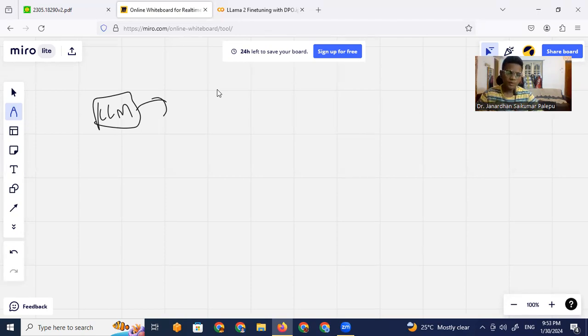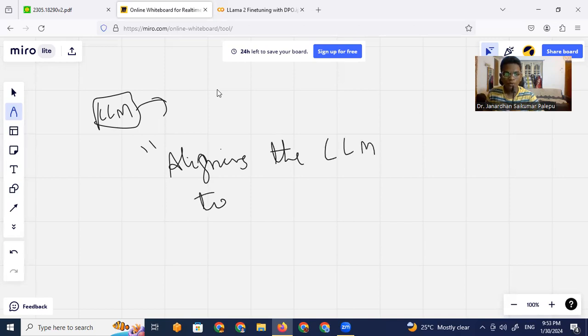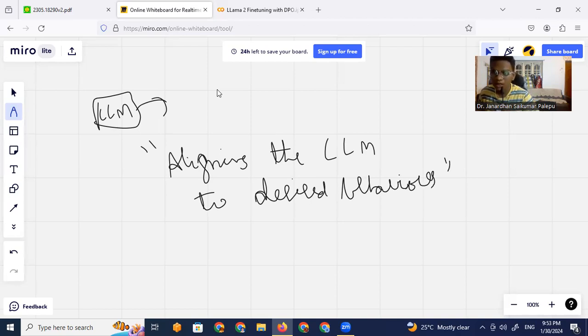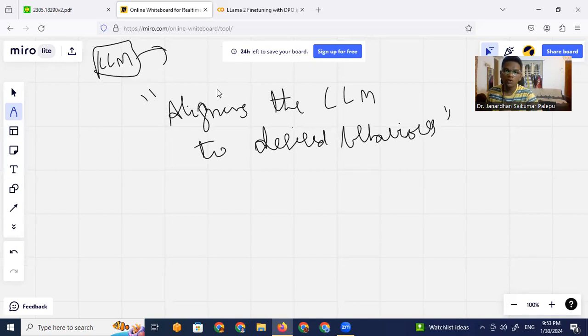How do we do that? This is called aligning the LLM to the desired behavior. In other words, we want to instill the LLM with our preferred behavior. That is the goal. In order to align the LLM, RLHF is generally used as the conventional method.